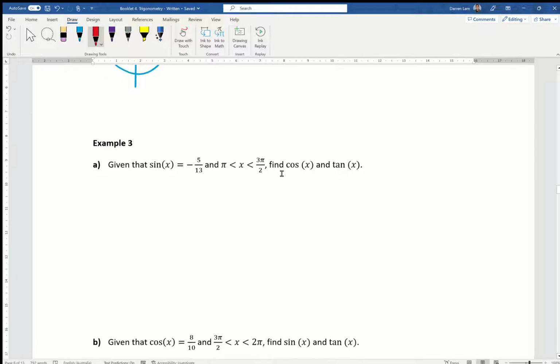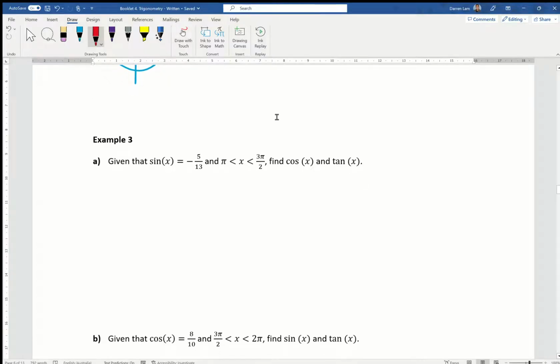Given that sine x equals negative 5 on 13, and pi is less than x, which is less than 3 pi on 2, of course implying that it's got to be quadrant 3. Very important that we get all the information we can. Find cosine x and tangent x. Of course, I'm going to go ahead and draw my diagram. Given that it's a negative sine, it's going to be quadrant 3 or 4. I'm going to pick a point right here. Again, pretend like there's a unit circle there.